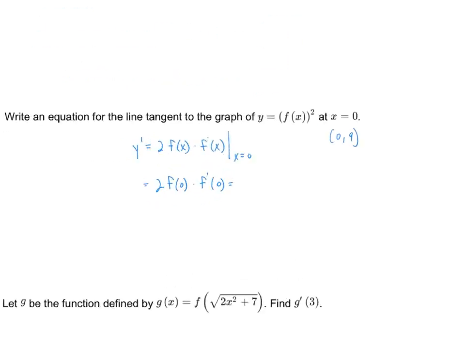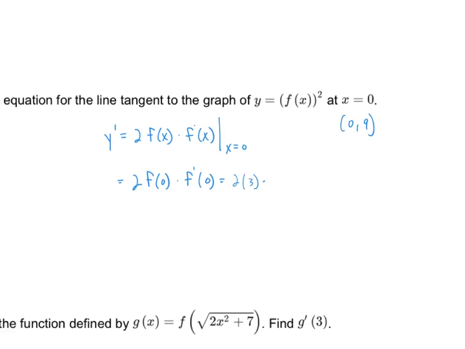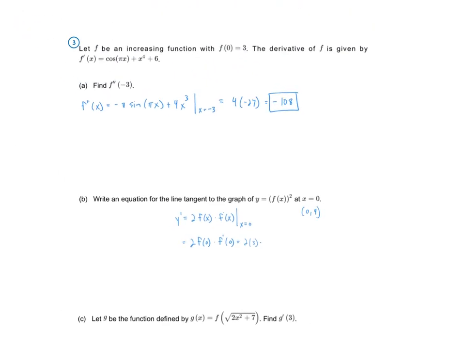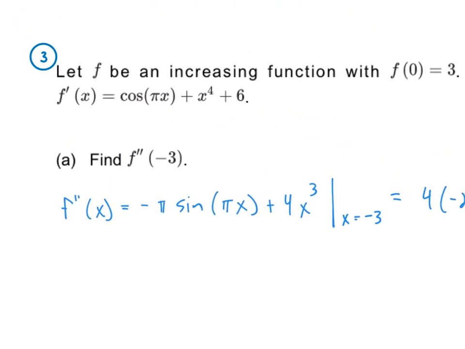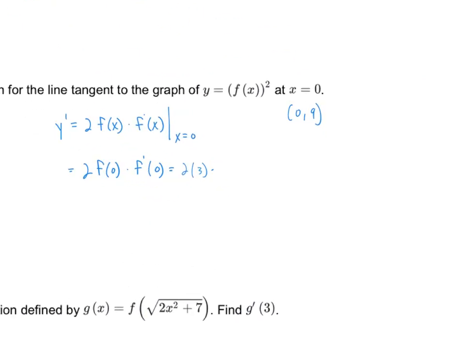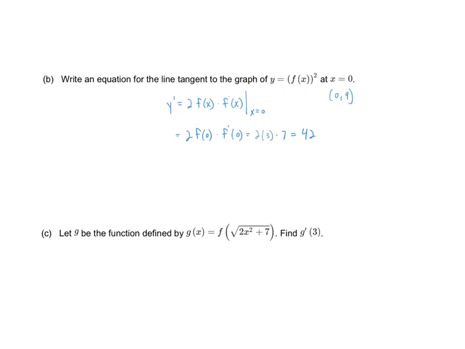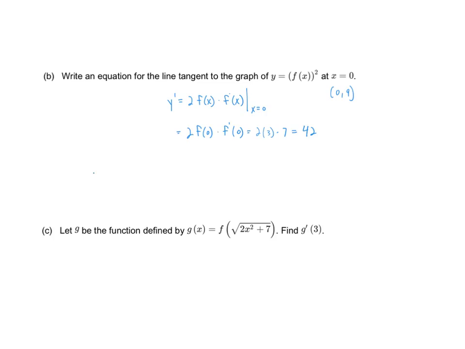So f of 0 is 3, so it'll be 2 times 3, and then times f prime at 0. So here's f prime. If you plug in 0, this is 1, this is 0, and 6, so that'll be 7. Then this will be 42. Okay, so that's our slope. So the equation for the tangent line will be y equals mx plus b.